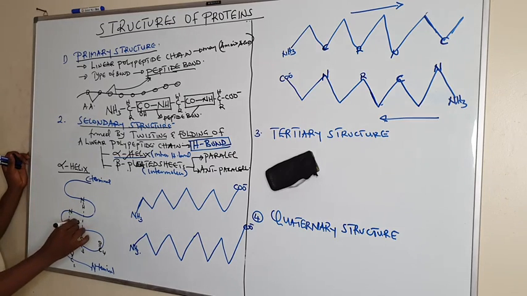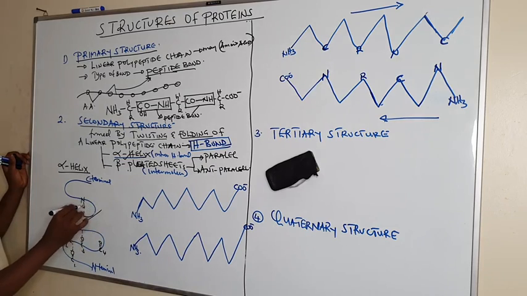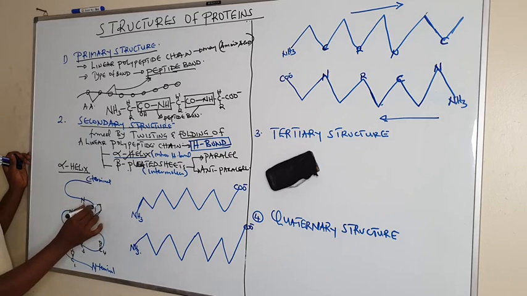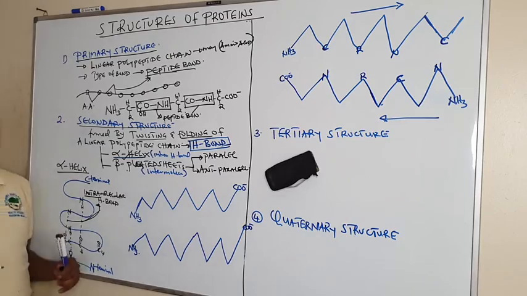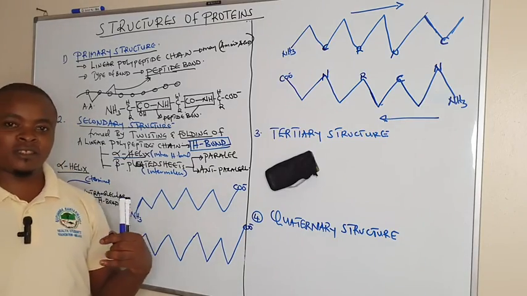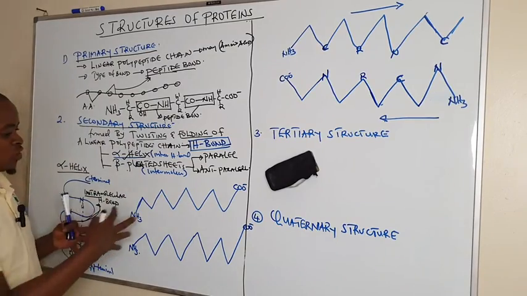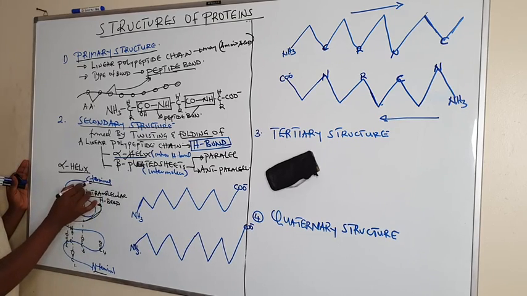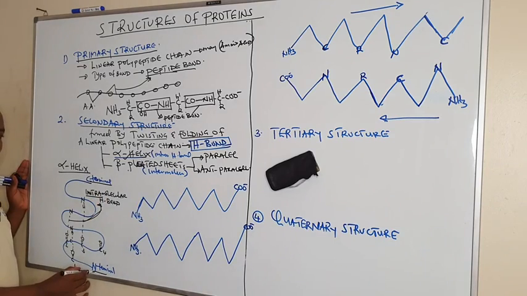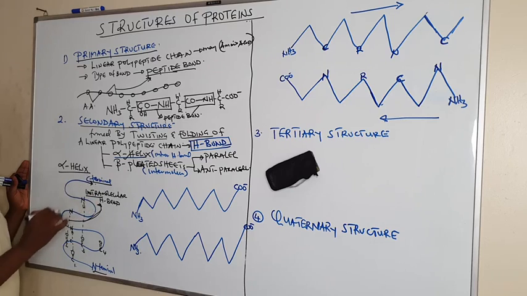So this hydrogen bond formed in between, we call it intramolecular. This hydrogen bond which is formed, we regard as an intramolecular hydrogen bond. Why do we call it intra? Because this hydrogen bond formed in this chain is within the chain. It is not joining two chains. We have only one chain from N terminal to C terminal. N terminal is where the amine group is, and the C terminal is where the carboxyl group is.